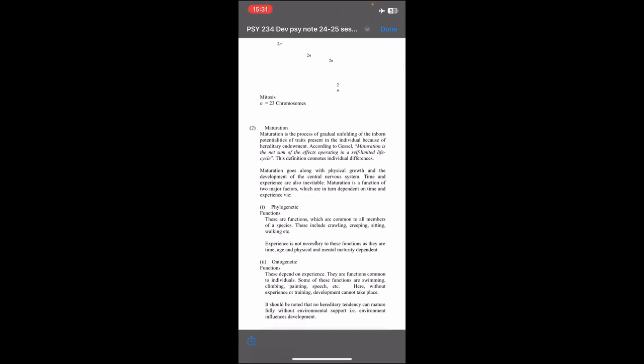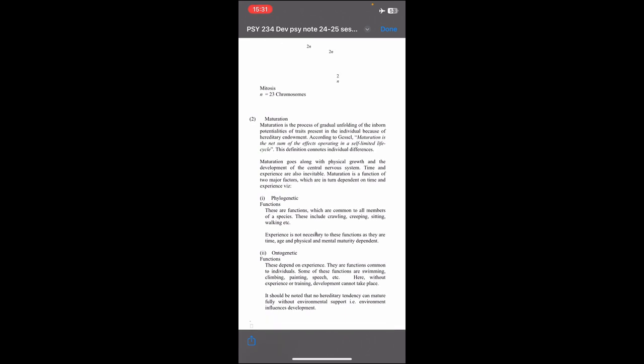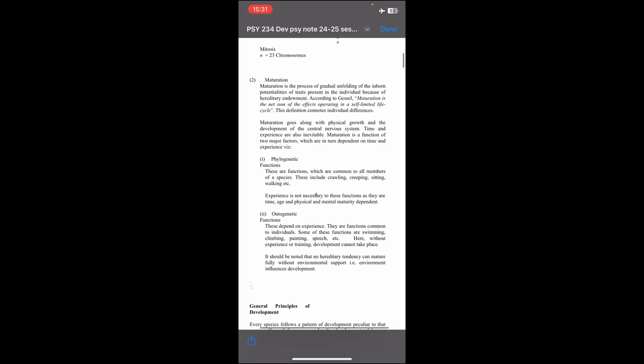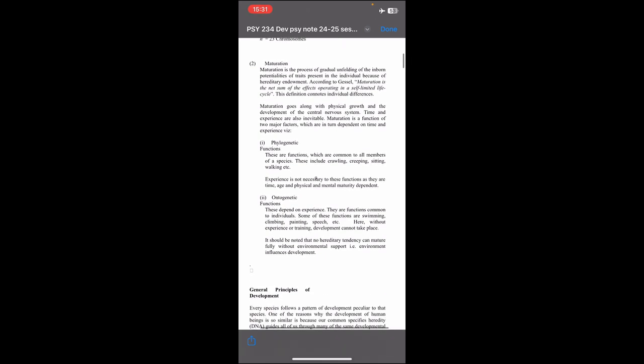Fantastic. According to Gesell, maturation is the net sum of the effects operating in a self-limited life cycle. You can cram that. This definition connotes individual differences. Now, maturation goes along with physical growth and development of the central nervous system. Time and experience are also inevitable. Maturation is the function of 2 major factors, which are in turn dependent on time and experience. The first one, there are 2. We have phylogenetic and ontogenetic.